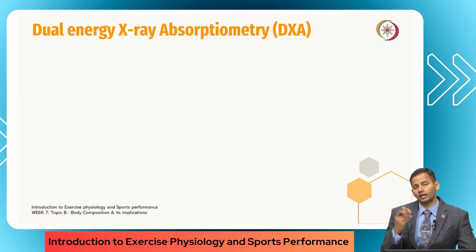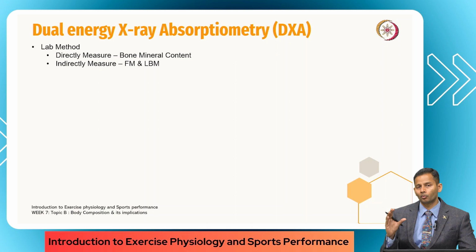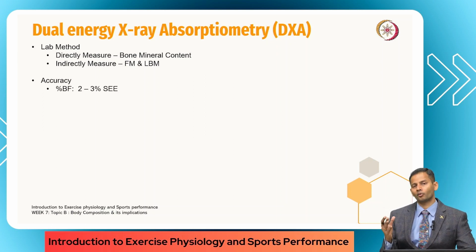So the next lab method for assessment of body composition is using dual energy X-ray absorptiometry, that is DEXA. It's a lab method. It directly assesses the bone mineral content. Based on the input and other available algorithms, it also indirectly measures the fat mass and the lean body mass. The accuracy of body fat percentage varies anywhere between 2 to 3% as the standard error of estimation.